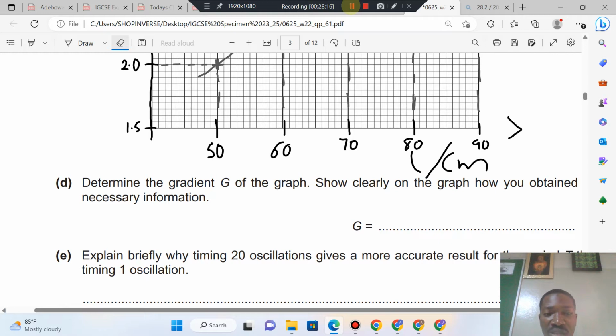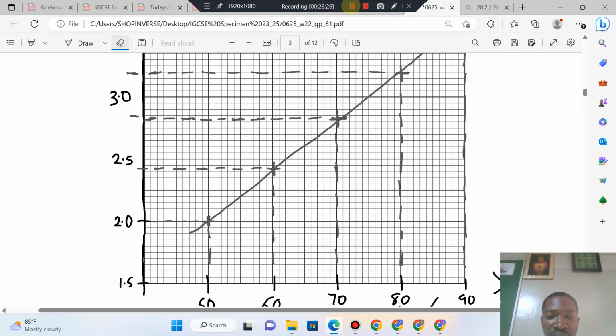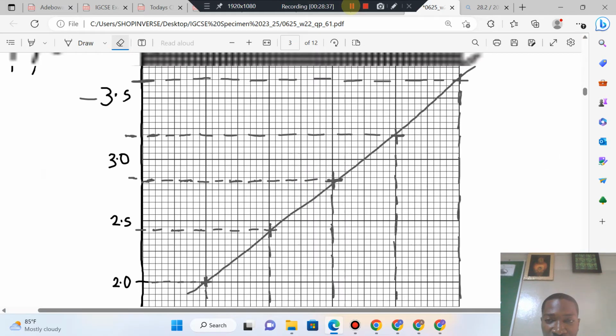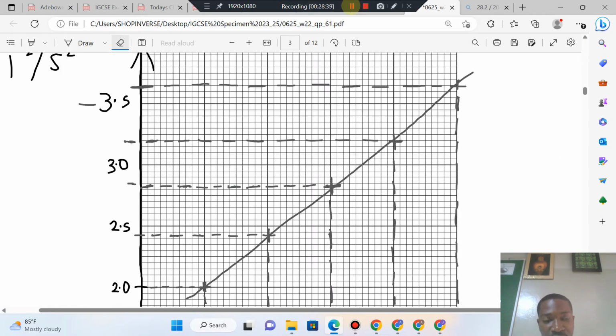Now the question D: determine the gradient G of the graph. Show clearly on the graph how you obtained necessary information. Now you want to get our gradient. How will you get your gradient? By drawing a big right angled triangle, okay? Then we pick our points and then we calculate our slope. Let us draw a big right angled triangle, okay? So how do you draw a big right angle triangle?